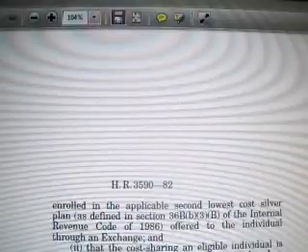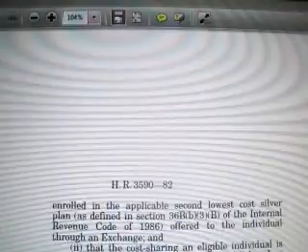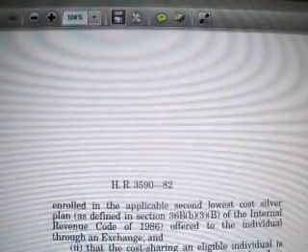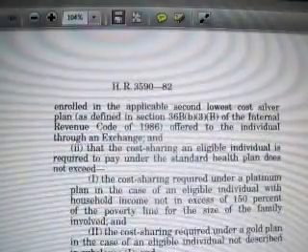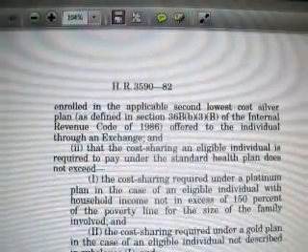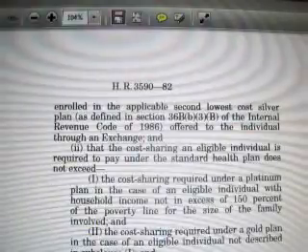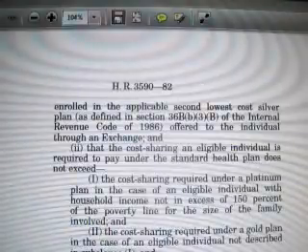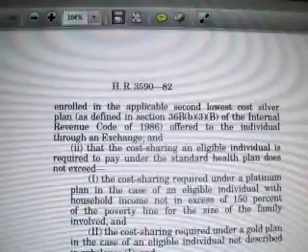That the cost sharing an eligible individual is required to pay under the standard health plan does not exceed the cost sharing required under a platinum plan in the case of an eligible individual with household income not in excess of 100% of the poverty line for the size of the family involved. In other words, he's not at the poverty line, but he is below the 150% of the poverty line, so that makes him eligible for this.